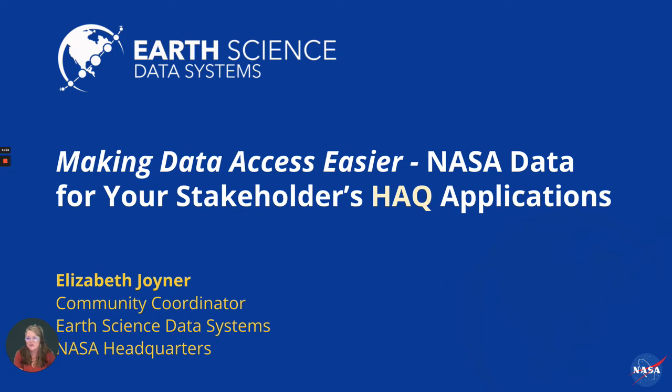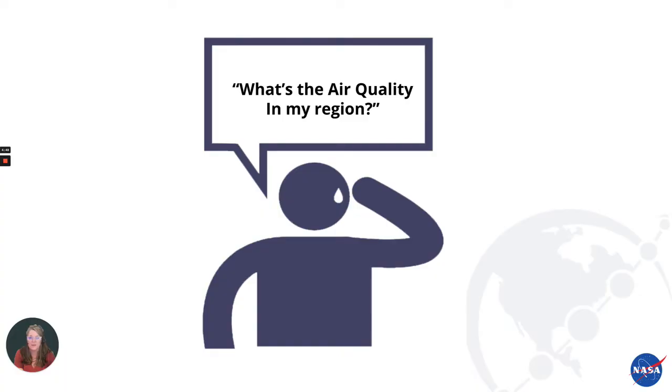Today I'm going to talk to you a bit about making data access easier, NASA data for your stakeholders' health and air quality applications. But a bit about the background first. By the end of fiscal year 2021, NASA's Earth Science Data Systems distributed over 2 billion data products to over 1.7 million users around the world with over 59 petabytes of Earth Science data in our archive.